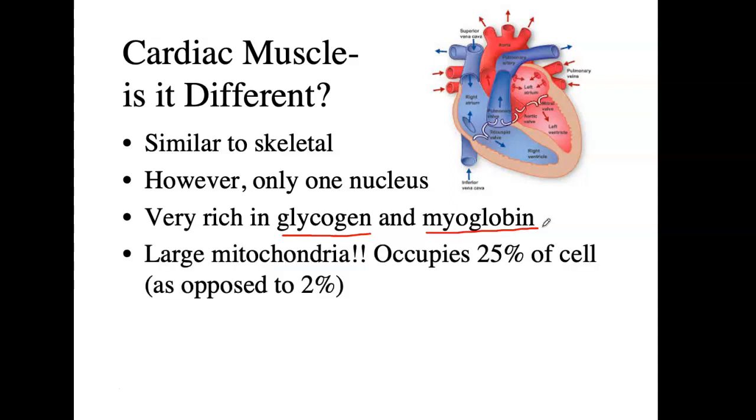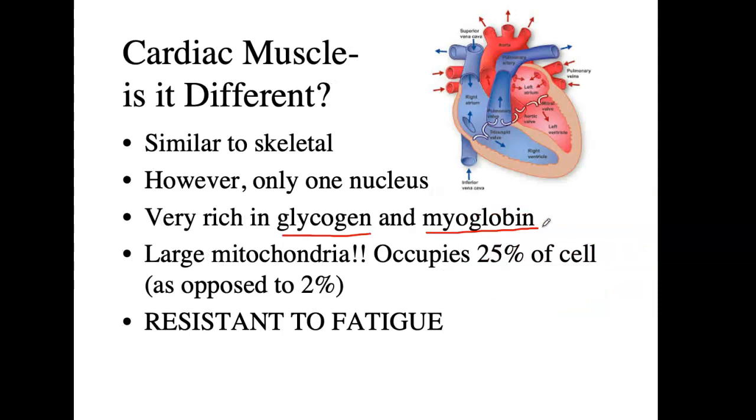It has large mitochondria. If you were to look at what percentage of the cell is occupied by mitochondria, it would be about 25%. So here you have these little factories that are converting glucose into ATP, because this muscle can't stop. It can't relax like any other muscle can in the body. So it's very important that it doesn't run out of energy, that it doesn't fatigue. It's very, very resistant to fatigue.